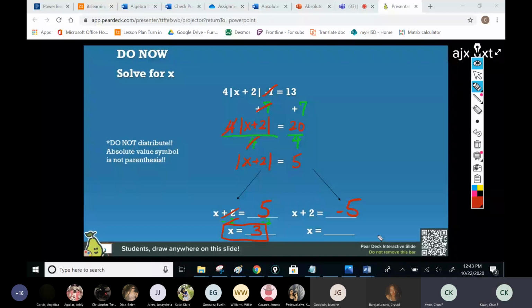All right, on the right, do pretty much the same thing. You have to do a minus 2, minus 2. And then plus 2 and minus 2 cancel out. So you have x equals negative 5 minus 2, which is negative 7.